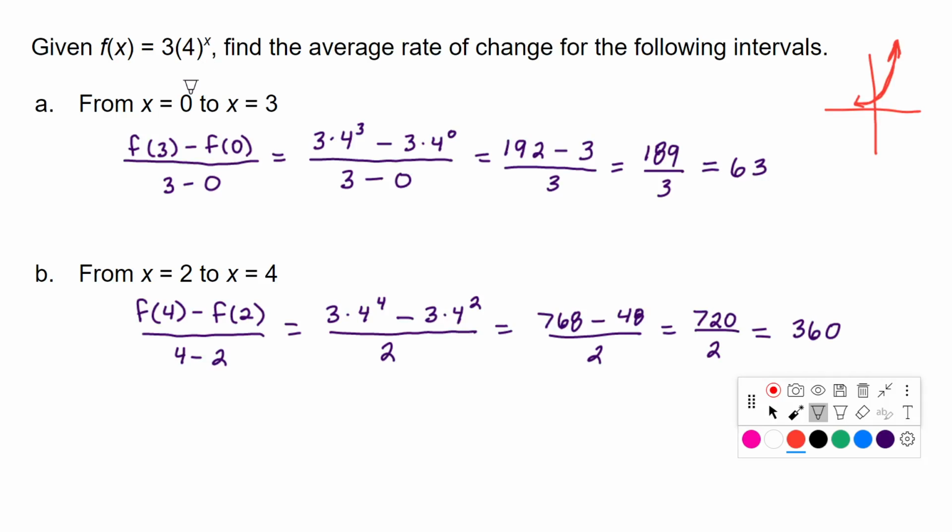So we had an interval of 0 to 3 with a much smaller rate of change as we did the interval from 2 to 4. That means our graph is steeper in the interval from 2 to 4 than it is in the interval from 0 to 3. And this is how you find the average rate of change for functions. This process will work no matter what function you are working with.